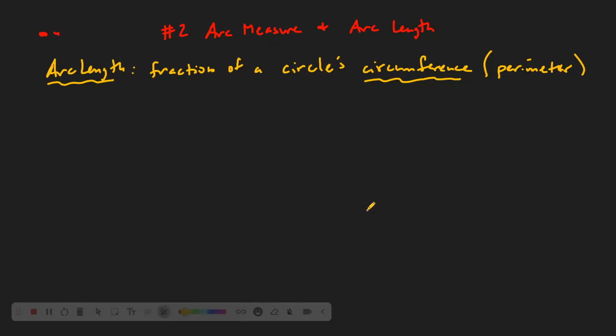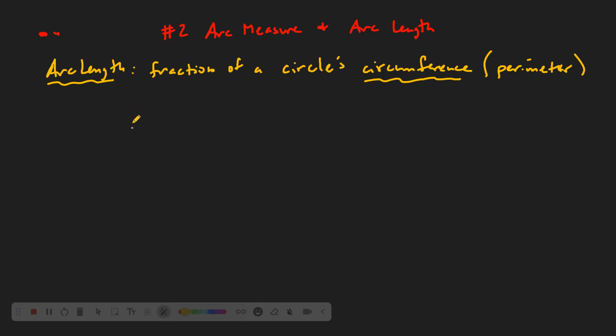So when we did arc measure in the last video, we were talking about how many degrees out of the circle the arc was. Well, now we're talking about the actual arc length. So if I were to measure it with a ruler, and again, it's a curved surface, but if I were to unroll the circle, how long it is.